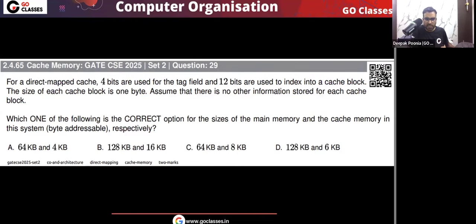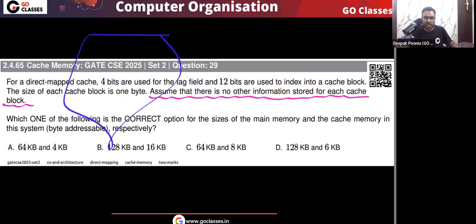What does it mean, can anyone tell me? Read this line: assume that there is no other information stored in each cache block. What does this mean? Does it mean that tag is also not stored? No, tag must be stored. Tag will always be stored. It cannot happen that tag will not be stored. This line simply means that we don't have additional bits like valid bit, dirty bit, LRU information, something like that.